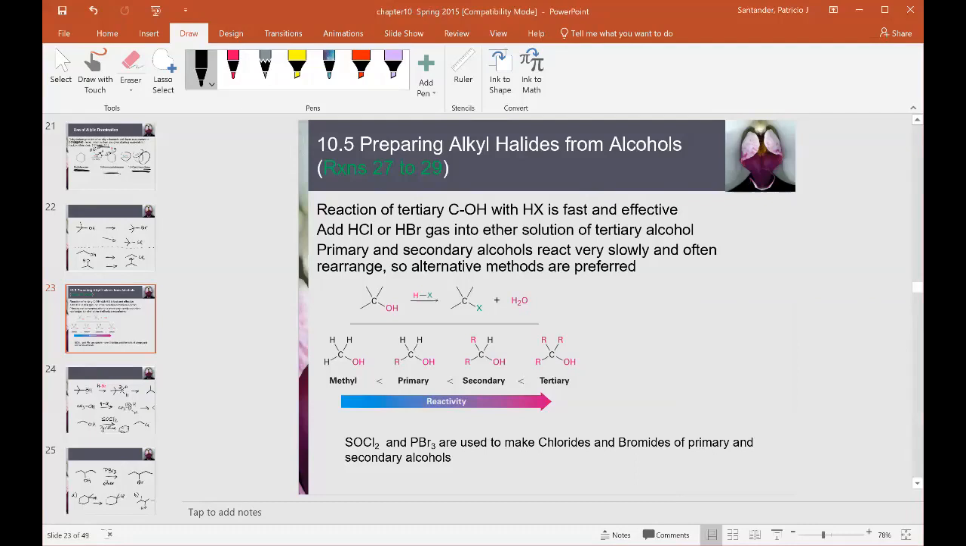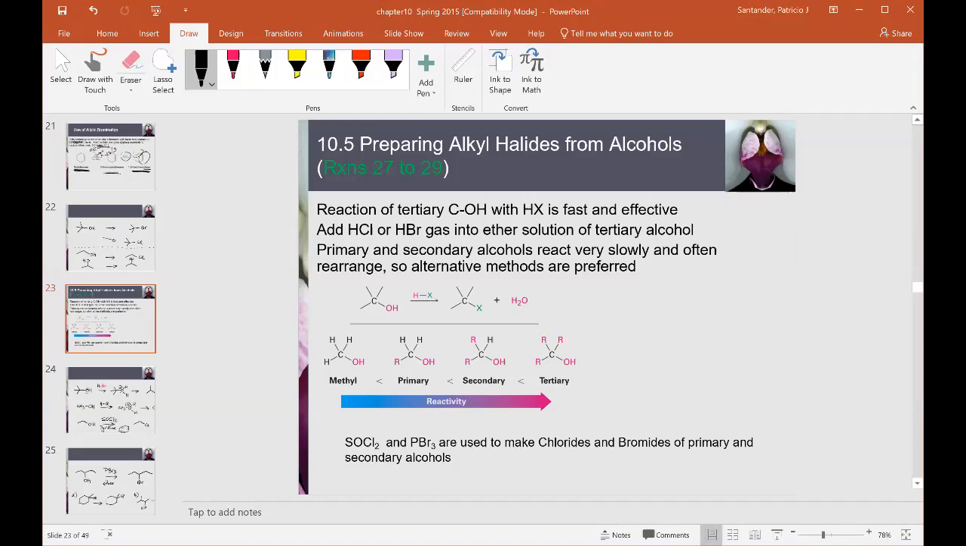The next three reactions that we will learn are the transformation of alcohols into the corresponding alkyl halide. For instance, you can transform tert-butanol into tert-butyl bromide, or you can transform, let's say, ethanol into chloroethane. So the only catch is that the method you will use depends on the kind of alcohol that you have at hand.